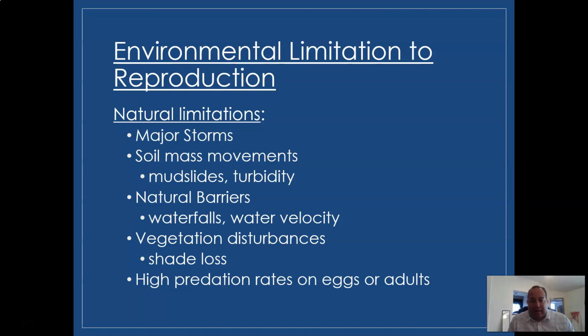One of the big things to really look at is the idea of natural limitations versus artificial limitations. So naturally, what are going to be the problems? Well, storms are going to be a problem because they move things around. If you have any sort of mass movements from erosion, like mudslides, or you get a high amount of turbidity from lots of sediment being put into the water, that can be problematic. Any sort of natural barriers, like waterfalls, or water velocity issues. Vegetation disturbances, losing trees and having shade loss and an increase in temperature, and then just having predators will also be problematic.